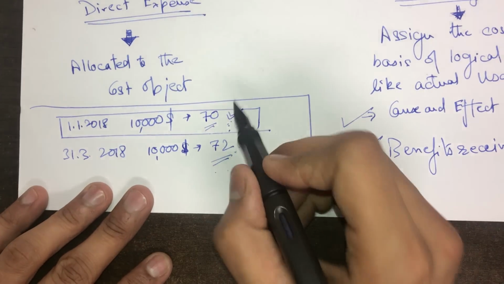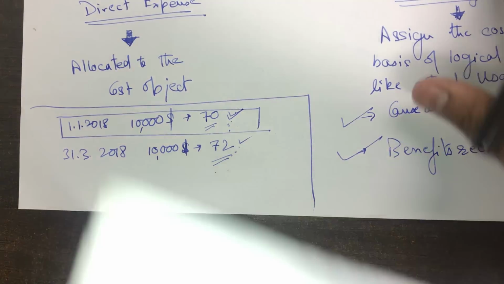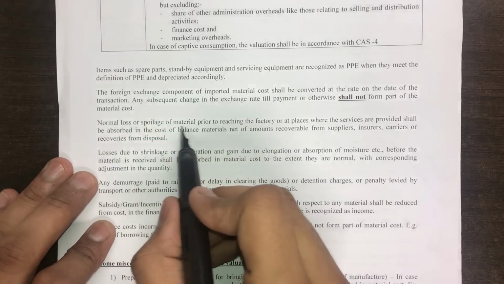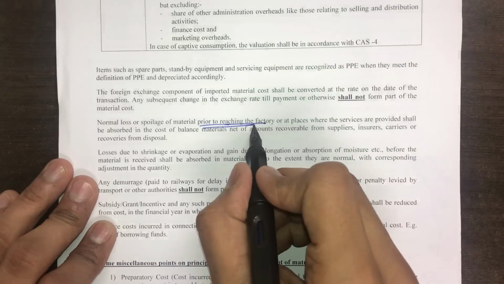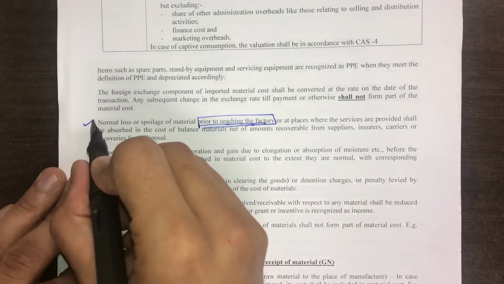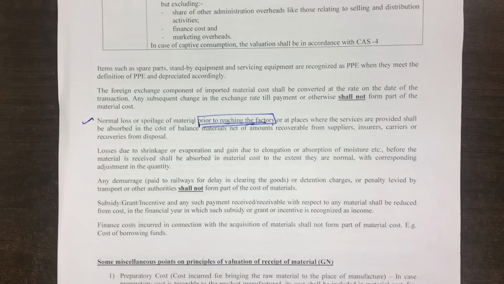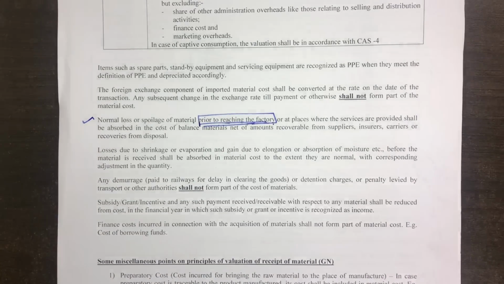But the rate at which you should determine your material cost should be 70 multiplied by 10,000 and not 72 multiplied by 10,000. Okay, the next aspect, a very important aspect guys: normal loss or spoilage of material prior to reaching the factory. Please underline these words, prior to reaching the factory. If there is any normal loss or spoilage of material prior to reaching the factory or at places where services are to be provided, this loss shall be absorbed in the cost of balance material.